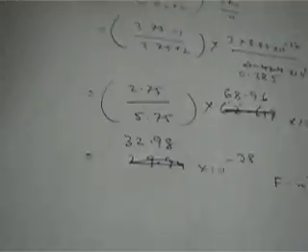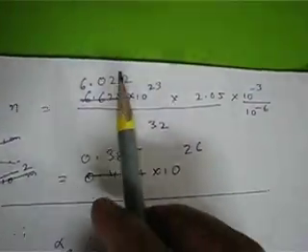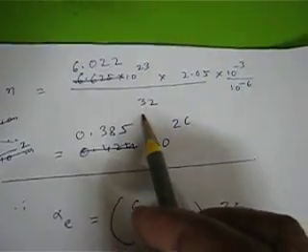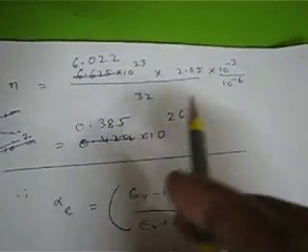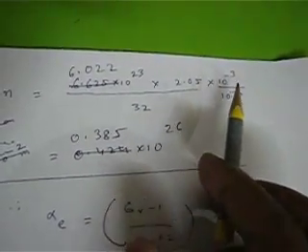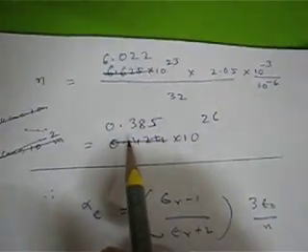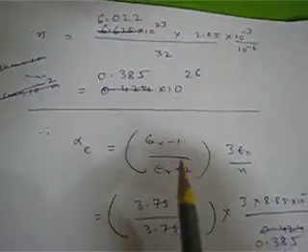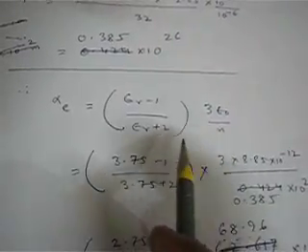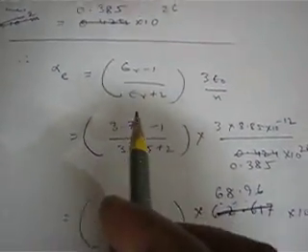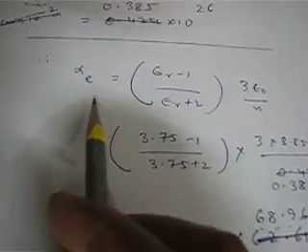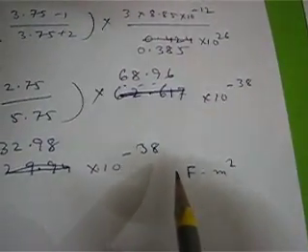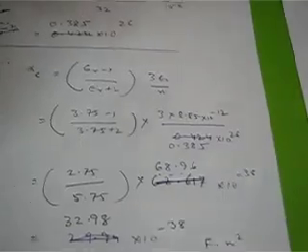This is the Avogadro number, this is the density, this is the atomic weight, and adjusting the units so that all are expressed in the same unit, finally we have the value of n found to be 0.385 times 10 to the power 26. Putting this value of n, epsilon r and epsilon naught in this expression, we have the value of alpha e equals 32.98 times 10 to the power minus 38 farad meter square. So this is the second type of problem.